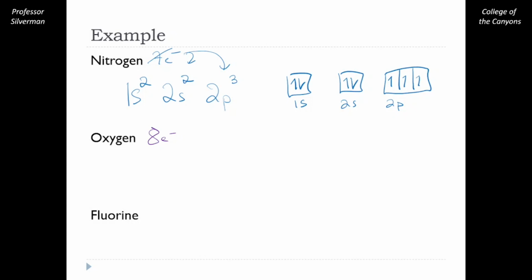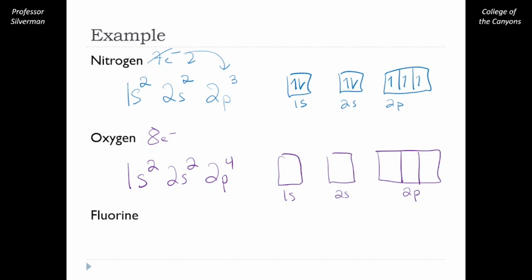Oxygen has 8 electrons. Same idea. 1s2, 2s2, 2p4. Here are those empty boxes. 1s2 is going to be 2 arrows. 2s2 is another 2 arrows. 2p4 is 4 arrows fitting into these 3 boxes.